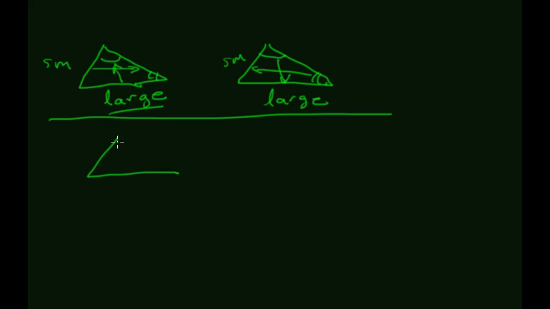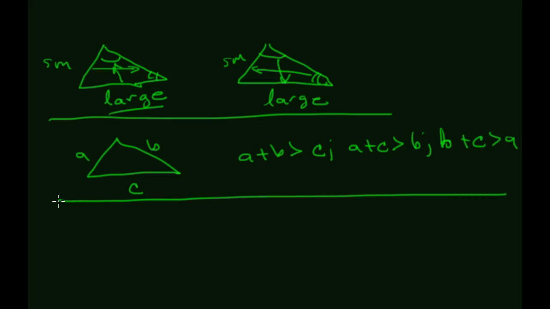The second one is the triangle inequality, which says if I have A, B, and C, A plus B always has to be bigger than C, A plus C always has to be bigger than B, and B plus C always has to be bigger than A. Pick any two sides, it has to be bigger than the third one.